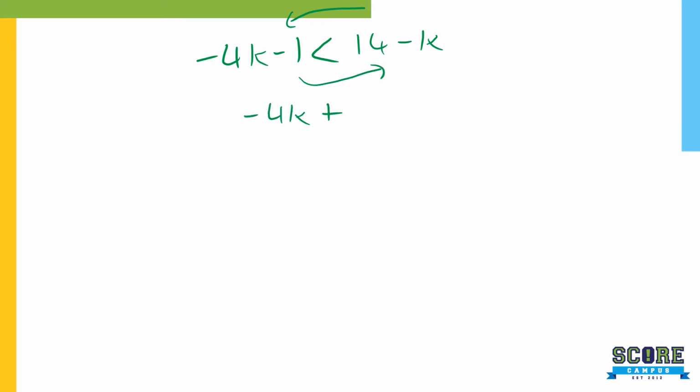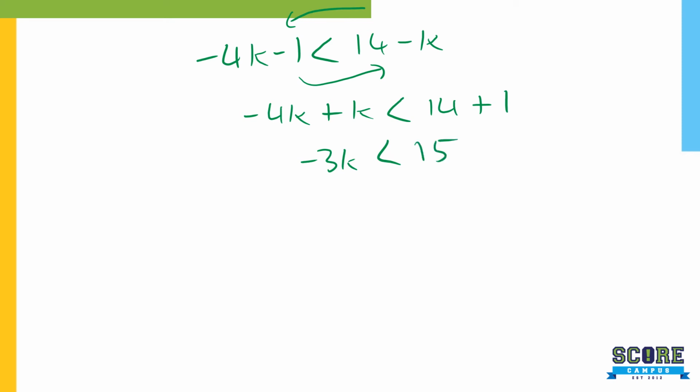Now let's do another one. Minus 4k minus 1 smaller than 14 minus k. What do we do? You put all your k on one side first, right? So this k, I'm going to bring it here. This one, I'm going to bring it here. So minus 4k plus k smaller than 14 plus 1, right? So minus 4k plus k is minus 3k, smaller than 15.